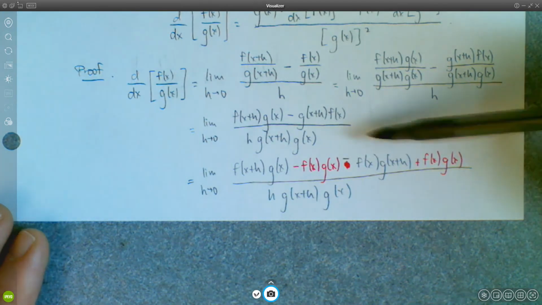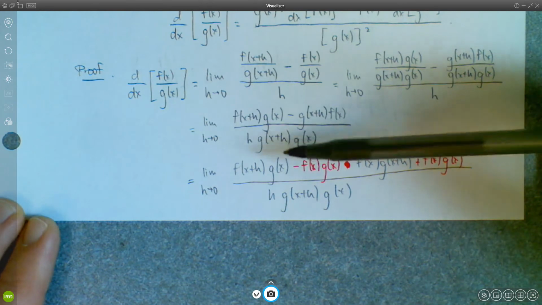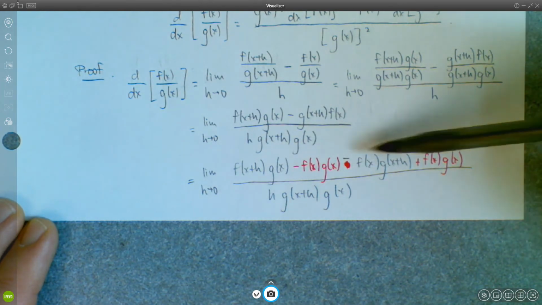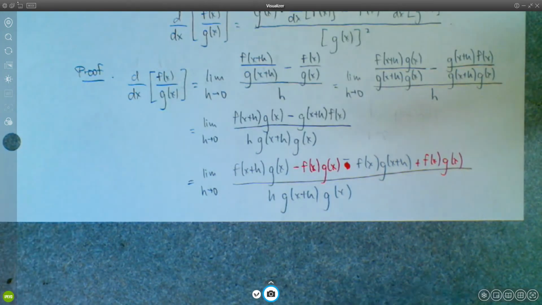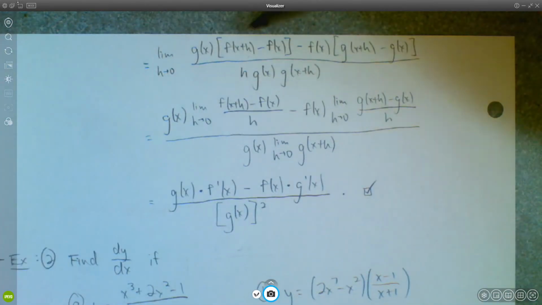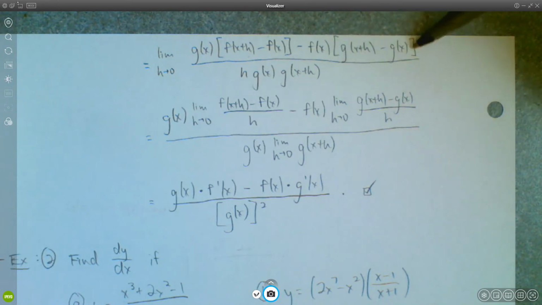But the reason that we want to do this is that now we can factor out a g of x from this first group, and we can factor out an f of x from the second group, and let's see what that looks like when we do it. So when we get that g of x out of there, what we're left with is f of x plus h minus f of x. When we factor out the f of x, we're left with g of x plus h minus g of x. And if you squint at that just hard enough, you can see the makings of an f prime right here, and you can see the makings of a g prime right there.